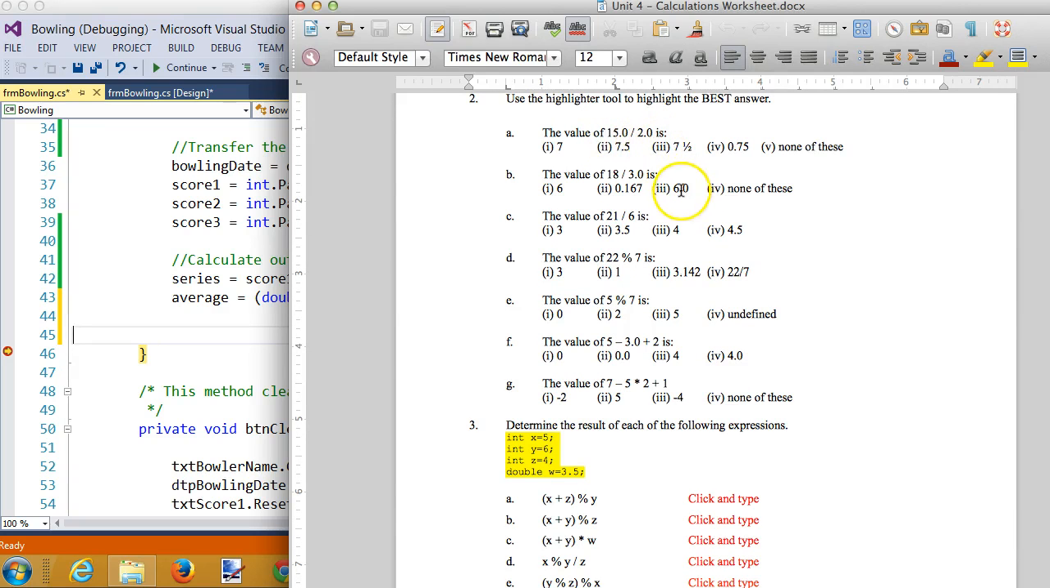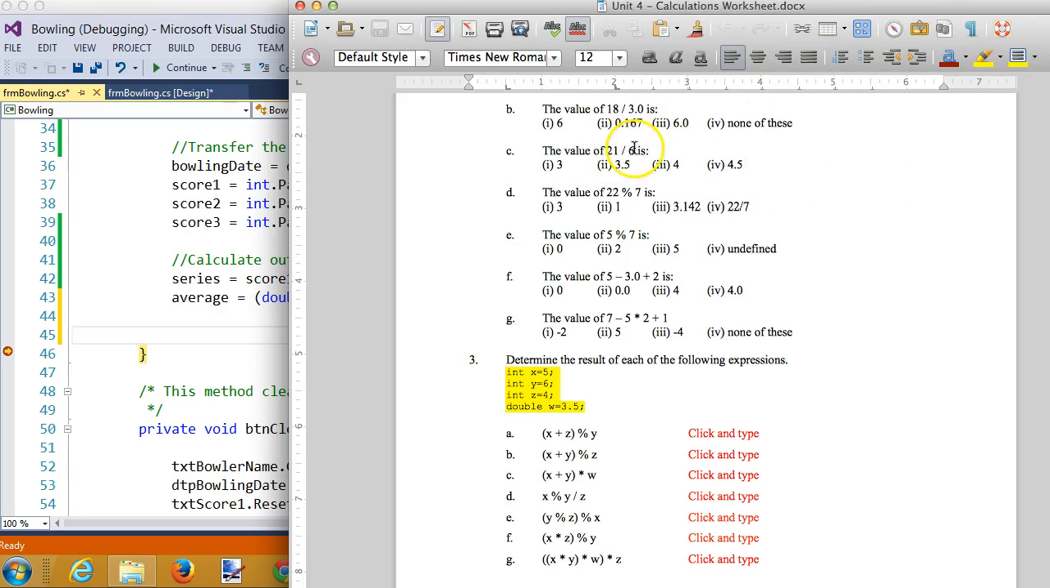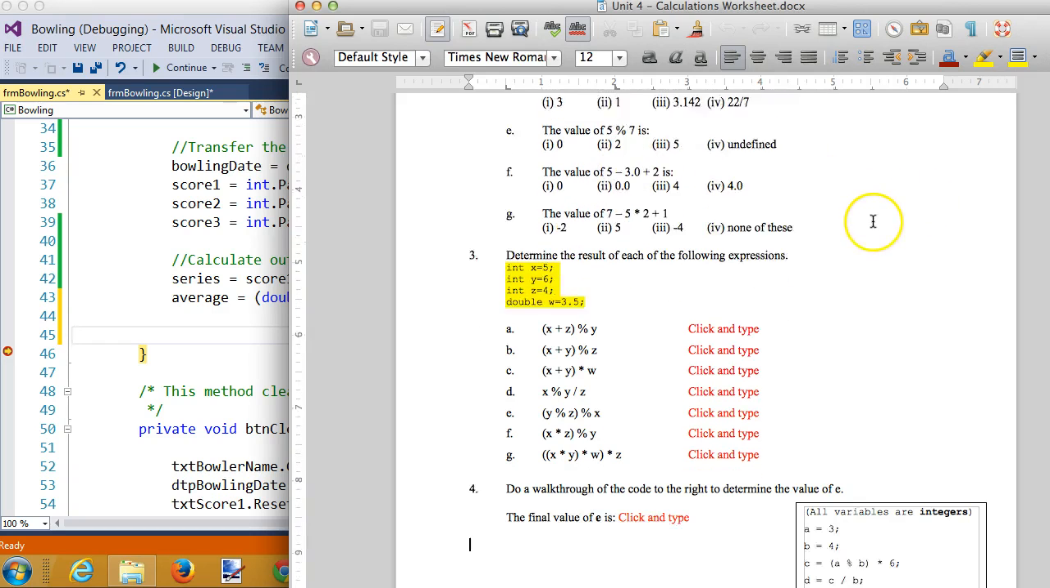15 divided by 2. Those are both doubles. 7, 7.5, 7.5. Which one of these is the best answer? You can figure that out. 18 divided by 3, best answer. 21 divided by 6, modulus.